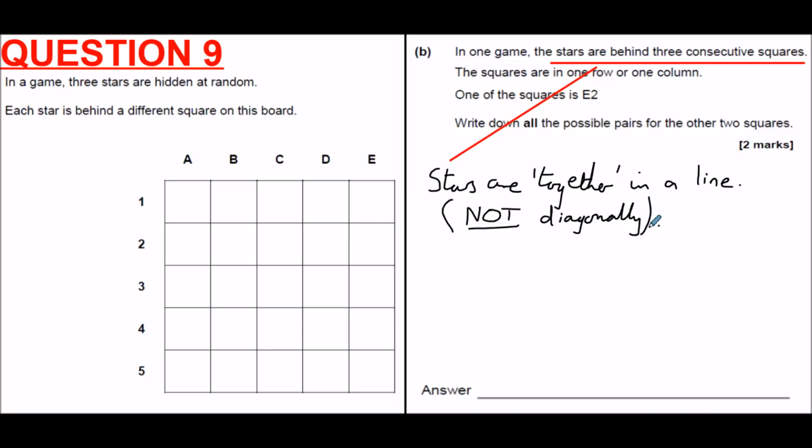So we're told that one of the squares is E2. So we can use that information to help us. So one of the squares is E2. E2 means one with E above it and 2 by the side. So I'm just going to put a little cross over E2. So we know one of the stars is there. It says write down other possible pairs for the other 2 squares. And so if one of the squares is definitely on E2, that means that we could have, for example, the other 2 squares here.